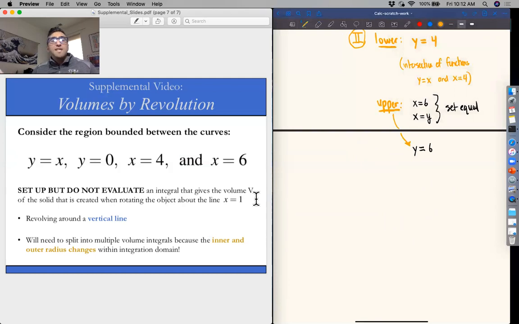Again, sometimes when we set these functions equal to each other to find intersection points, we might have to do a little bit of algebra like we did in class, but in this example, we see that that upper bound just pops out at us.